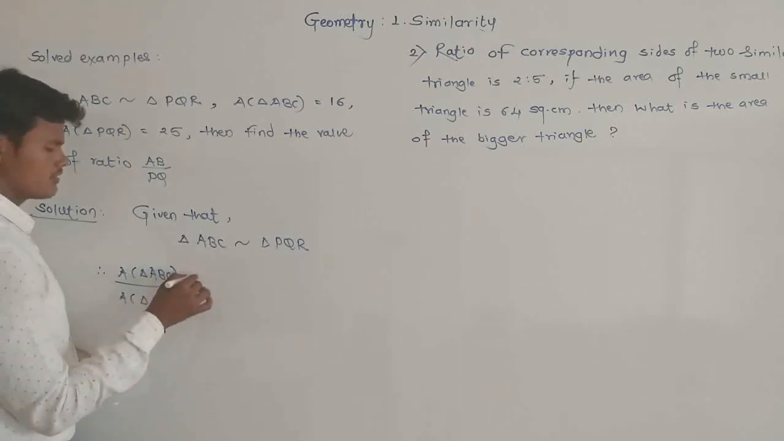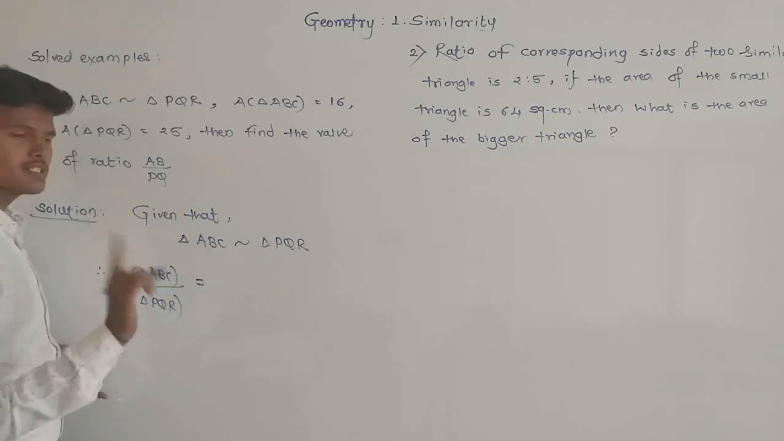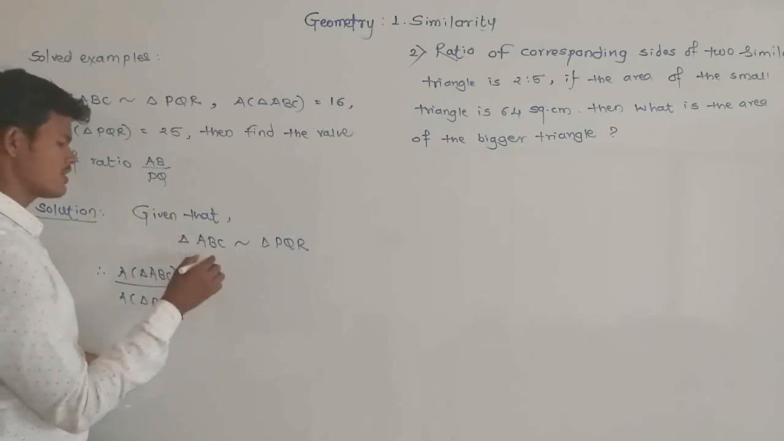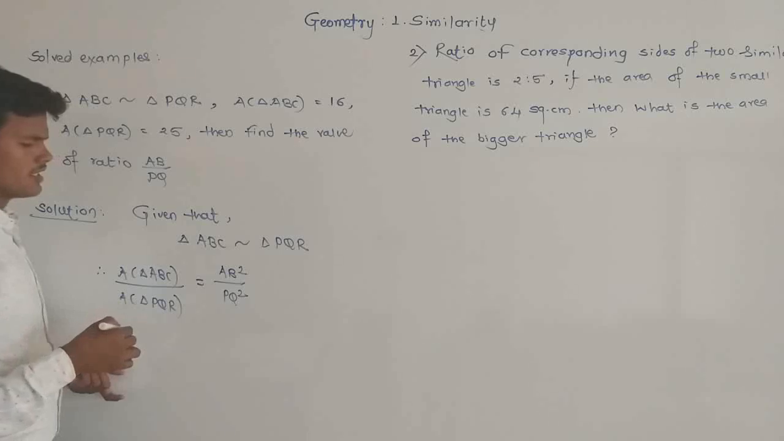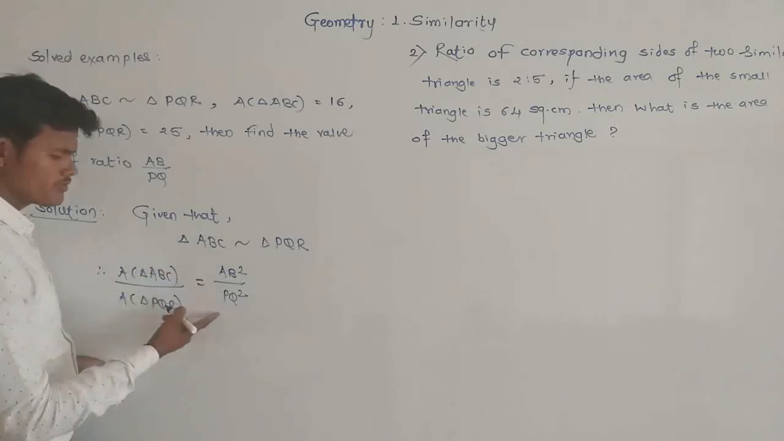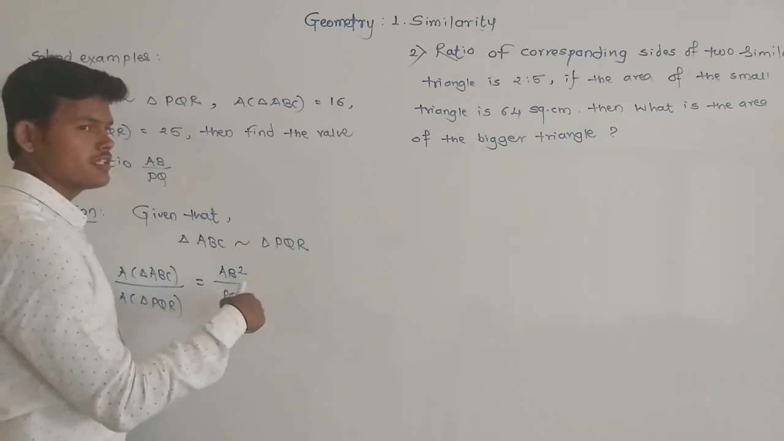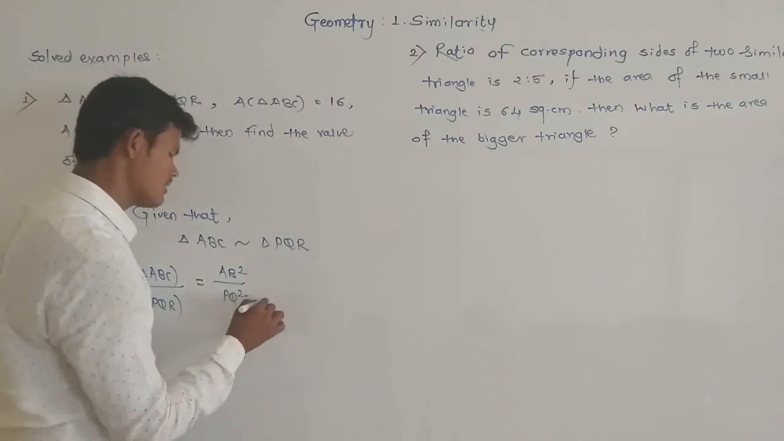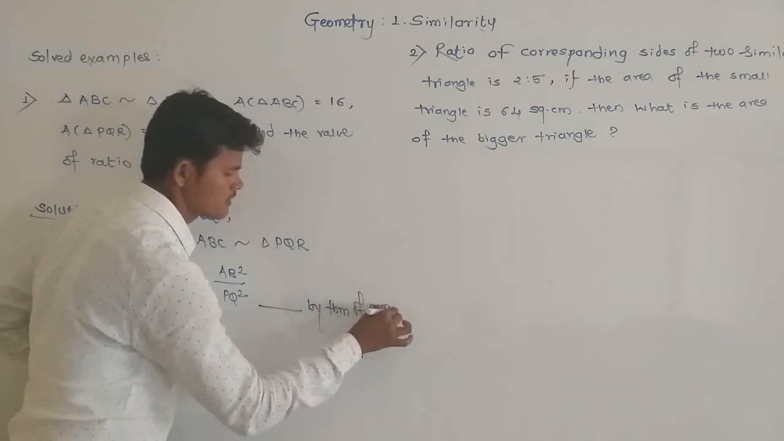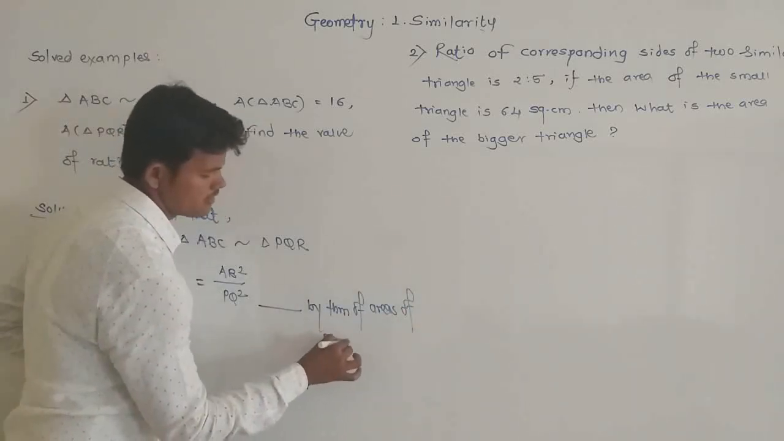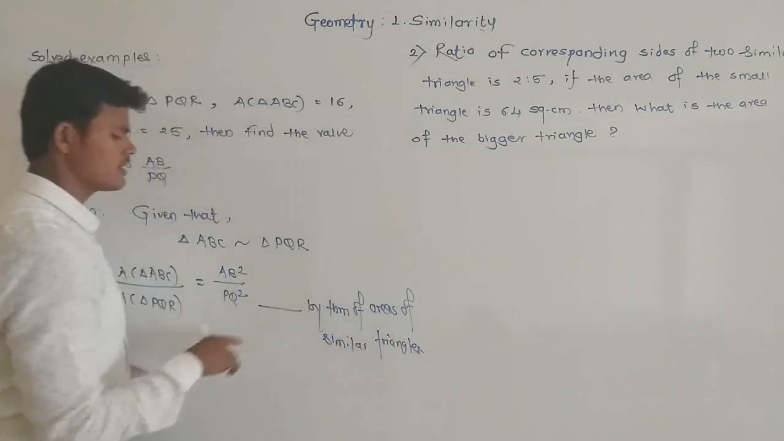is equal to the ratio of the squares of corresponding sides, that is AB square upon PQ square. Write any one: AB square upon PQ square, or BC square upon QR square, or AC square upon PR square, because all the three ratios are equal. So take any one. So by reason, by theorem of areas of similar triangles. Without the reason, marks will not be given. So reason is very much important.